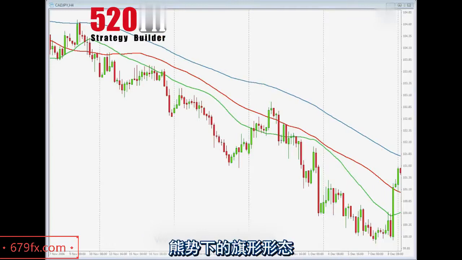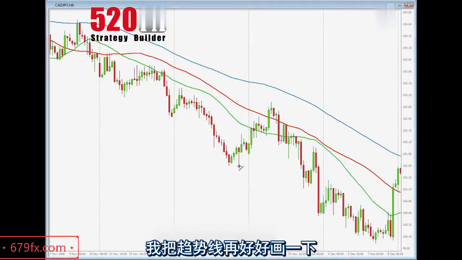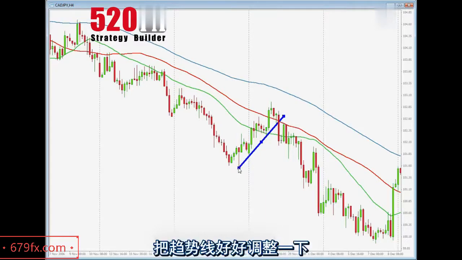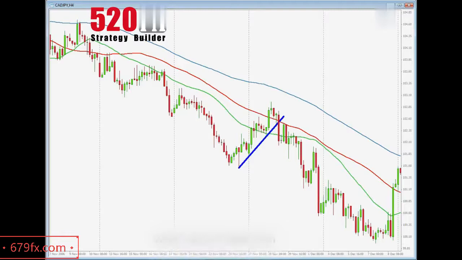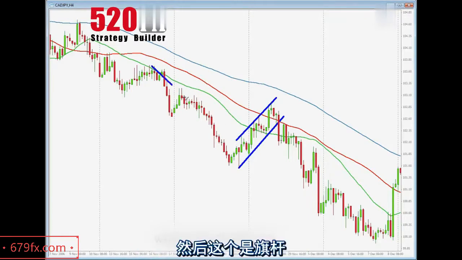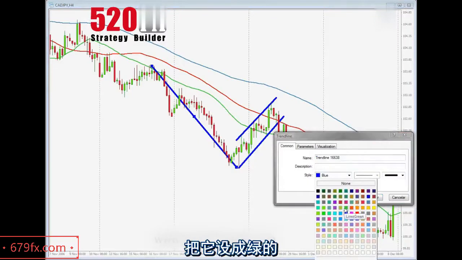A bearish formation is basically a flag upside down. This is the flag I am talking about, right there. Actually, let me mark it with proper trend lines. Here we have the flag in itself. It's basically a retracement channel. One second, I'm going to try to adjust the trend lines as much as possible. Okay, right there. Here is the upper part of the retracement trend line, of the retracement channel, and here we have the pole of the flag, which I'm going to mark in, let's say, green, for example.